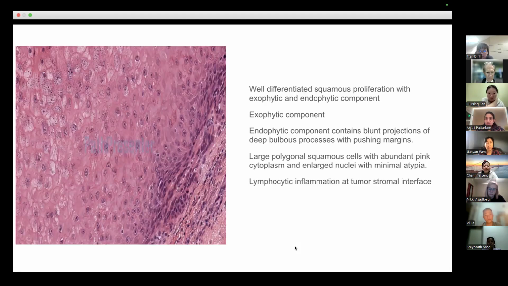The microscopic features include a well-differentiated squamous proliferation with exophytic and endophytic components. The endophytic component contains blunt projections of deep bulbous processes with pushing borders. Large polygonal cells are present with abundant pink cytoplasm and large nuclei with minimal atypia. There could be lymphocytic inflammation at the tumor-stromal interface.